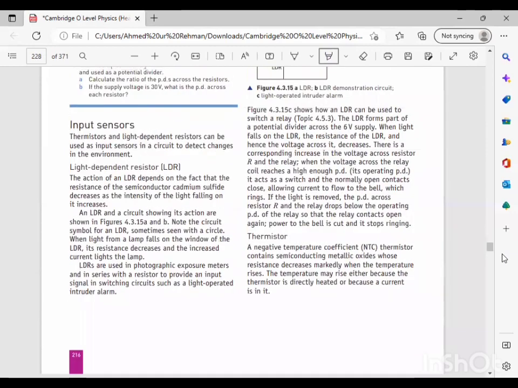Now, thermistors and light-dependent resistors can be used as input sensors in a circuit to detect changes in the environment. Light-dependent resistor.